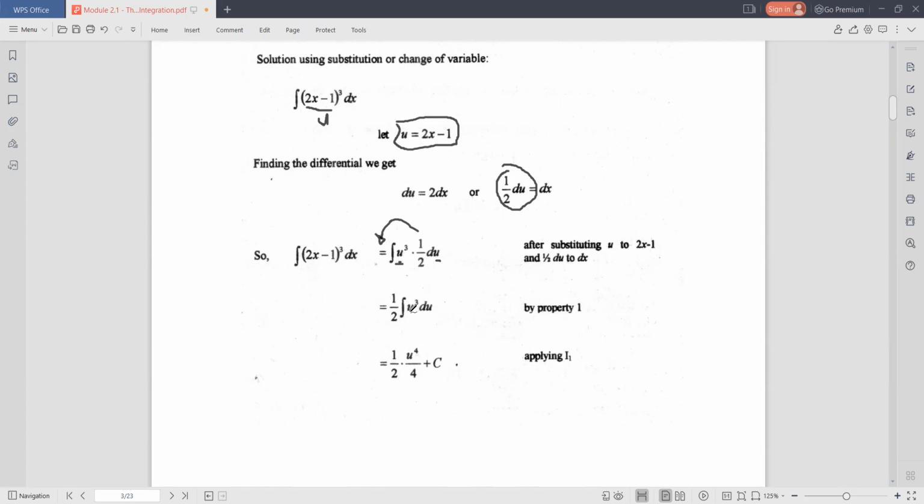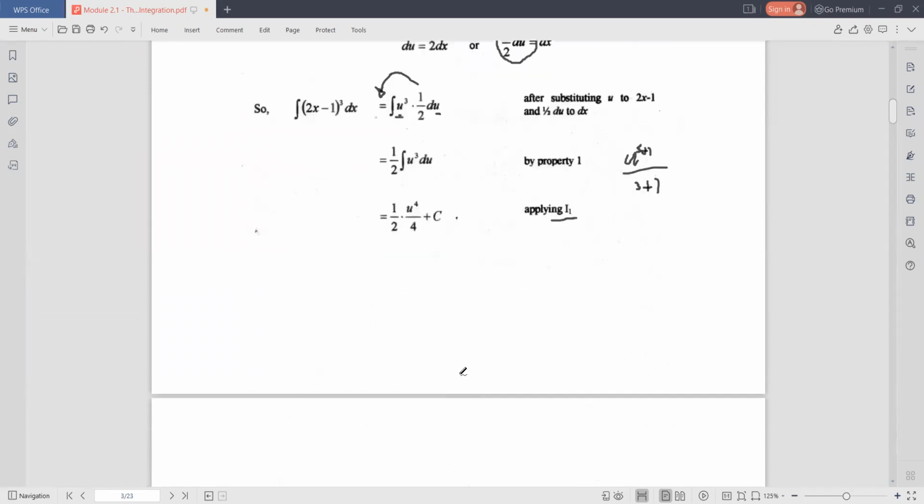Okay, but what is u cubed? So if we integrate this one, that will result to u raised to 4 over 4. Or that is your u cubed plus 1 over 3 plus 1 with the use of integral formula number 1 or I sub 1 natin. Okay, so that is u raised to 4 over 4.